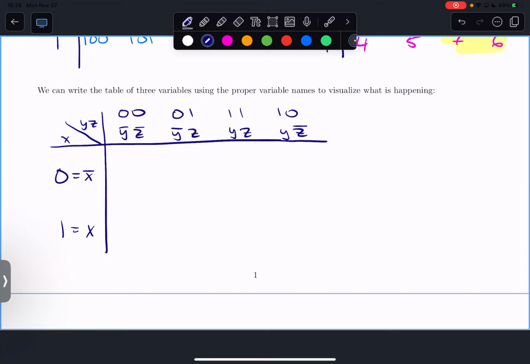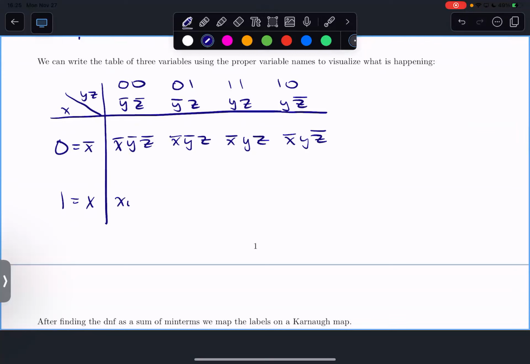Which we can mash up. Right. X off, Y off, Z off; X off, Y off, Z on; X off, Y on, Z on; X off, Y on, Z off; X on, Y off, Z off; X on, Y off, Z on; X on, Y on, Z on; X on, Y on, Z off. Right?